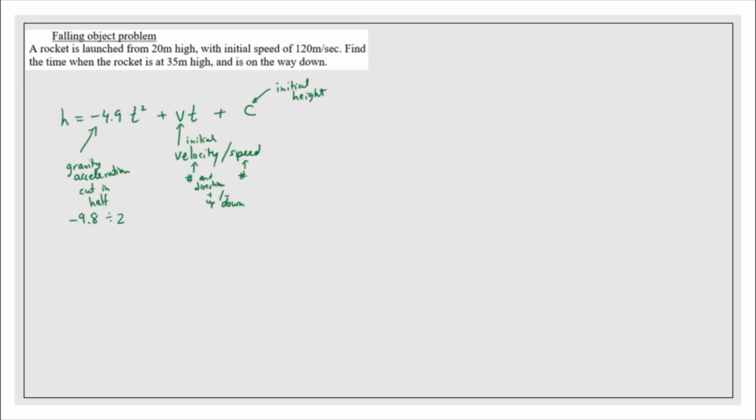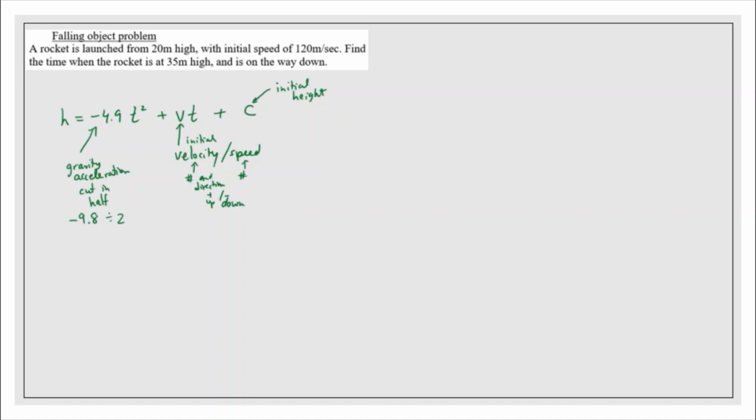So we're going to use this equation that is always going to be set up in the following way for any type of problem that is being pulled down by gravity. So we'll have h equals negative 4.9 t squared. Negative 4.9 is gravity acceleration cut in half. I will talk about why later on.